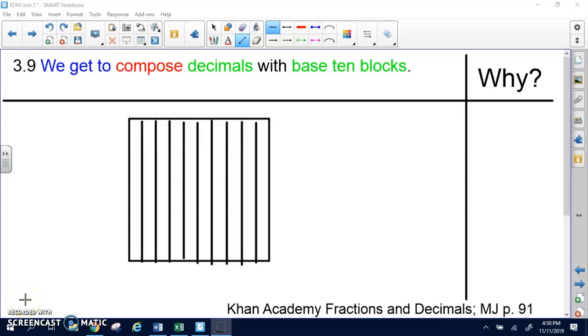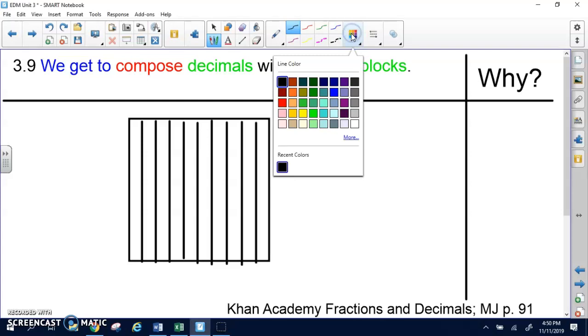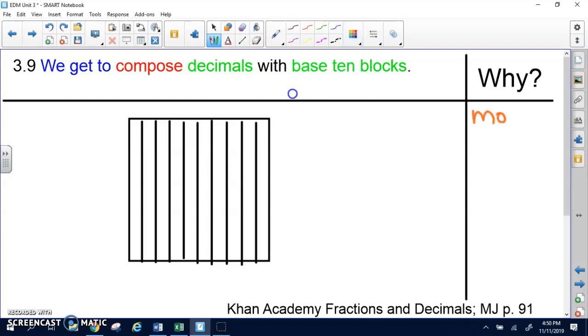Look at 3.9 is that we get to compose decimals with base 10 blocks. As we spoke about yesterday, the reason why we want to talk about decimals, a big deal is counting money and getting change. Another reason is we're looking at these decimals and fractions relationships.